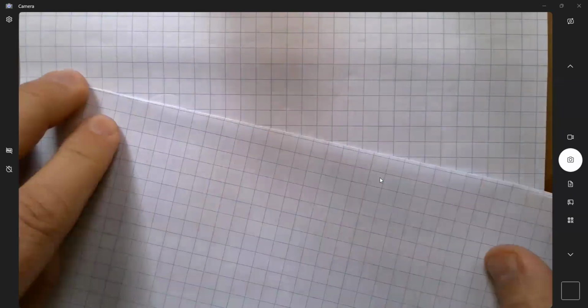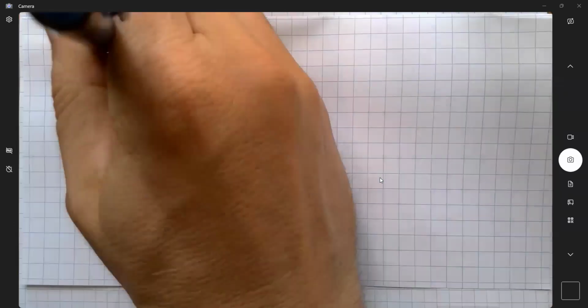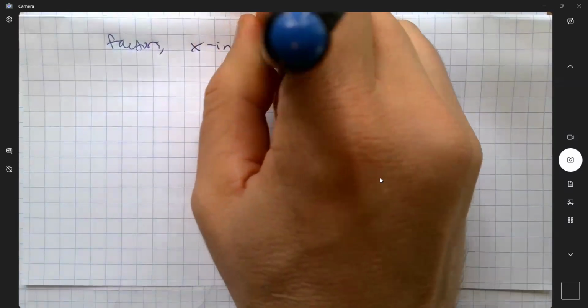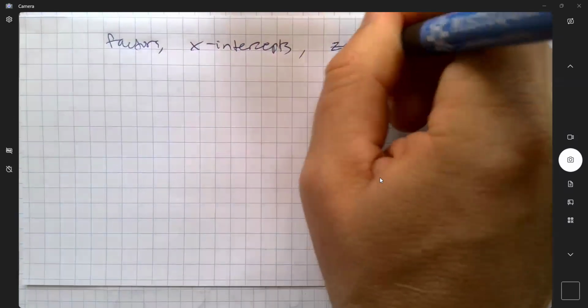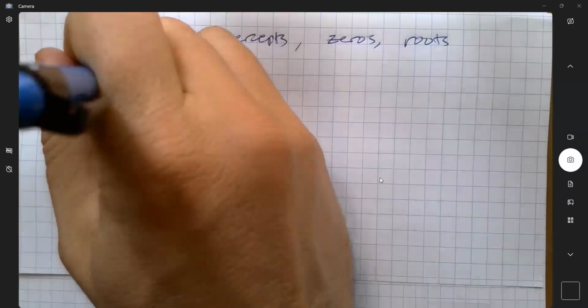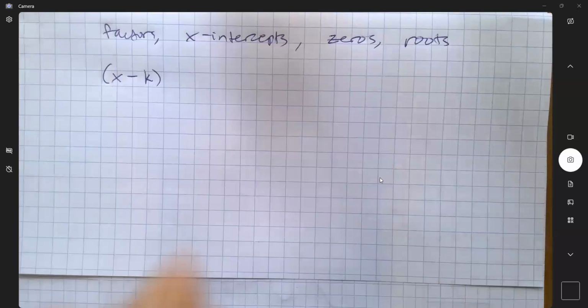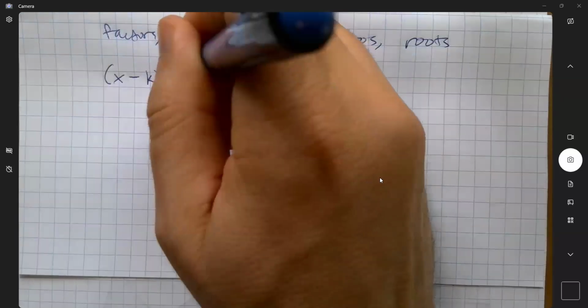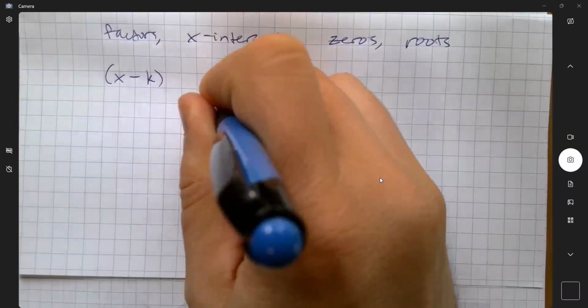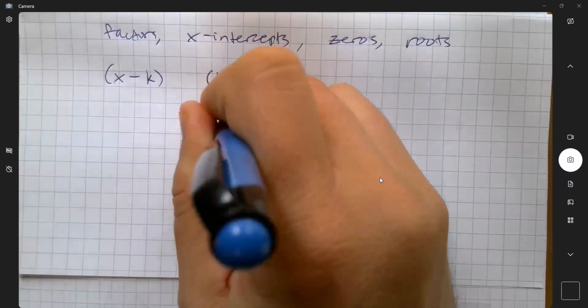All right. Before we move on, let me say just a little bit more about factors, x-intercepts, zeros, and roots of polynomials. Well, a factor looks like x minus k. The corresponding x-intercept has a value of k, comma, 0. So technically an x-intercept is a coordinate point.